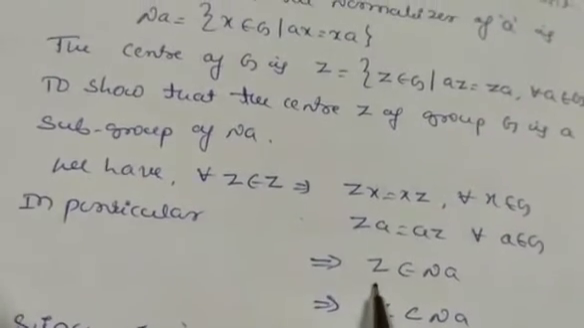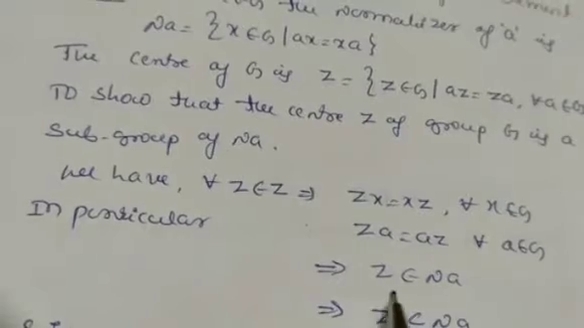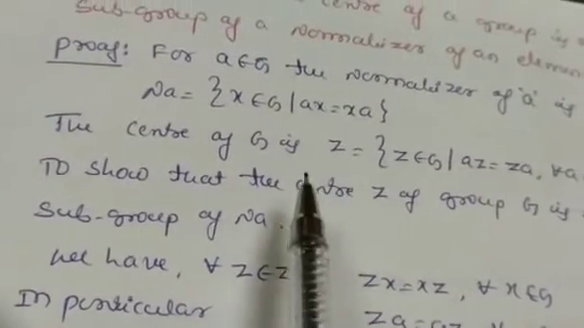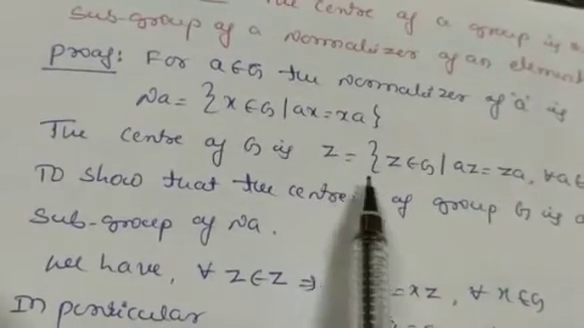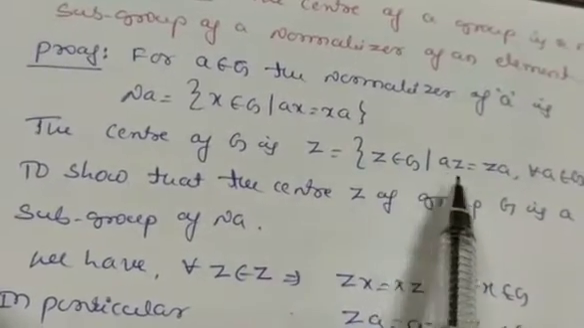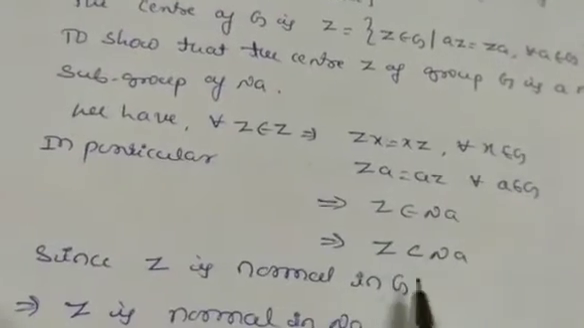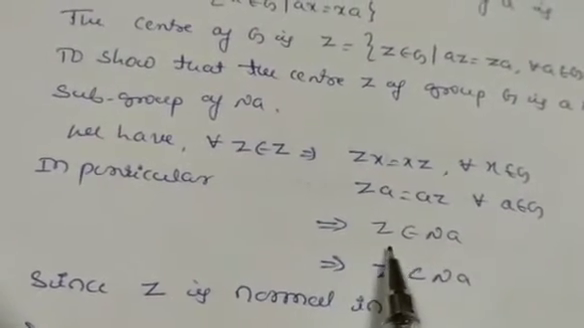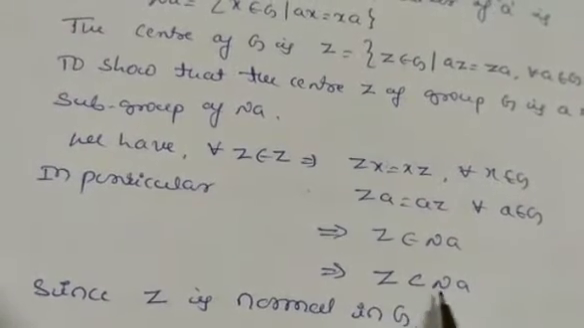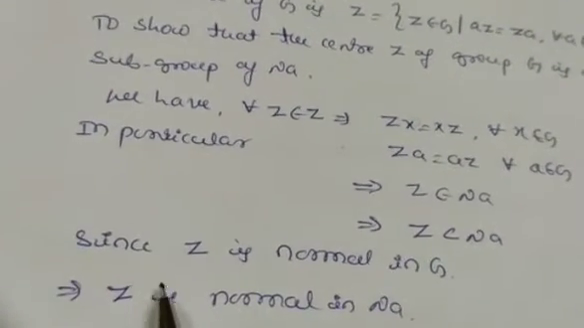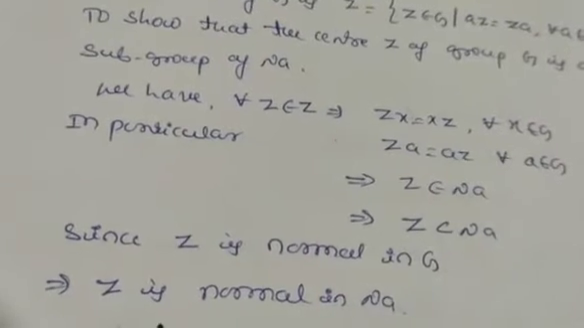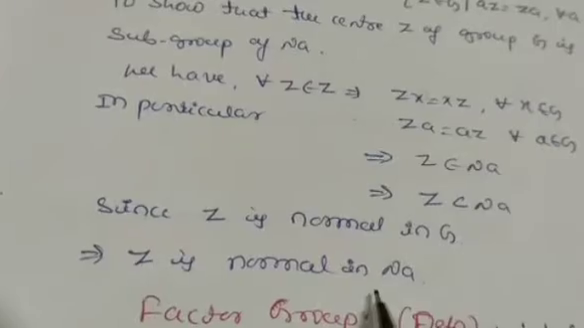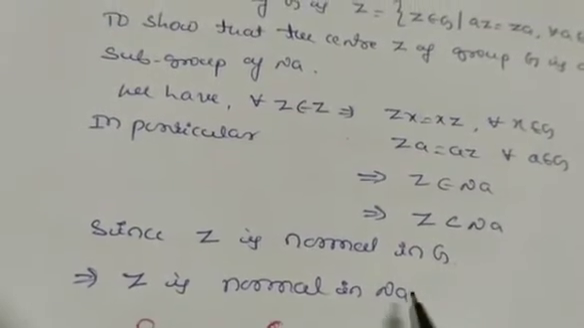This implies z belongs to N(a), because from the definition of the center of the group, Z is equal to {z belongs to G such that az = za}. So z belongs to Z implies z belongs to N(a). So this implies Z is contained in N(a). Since Z is normal in G, therefore Z is also normal in the set N(a). So like this we can prove this theorem.